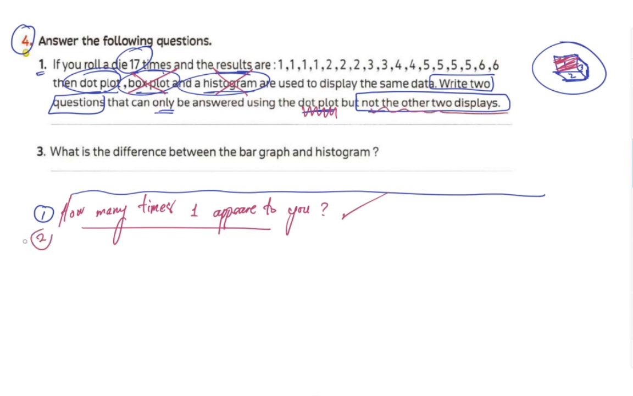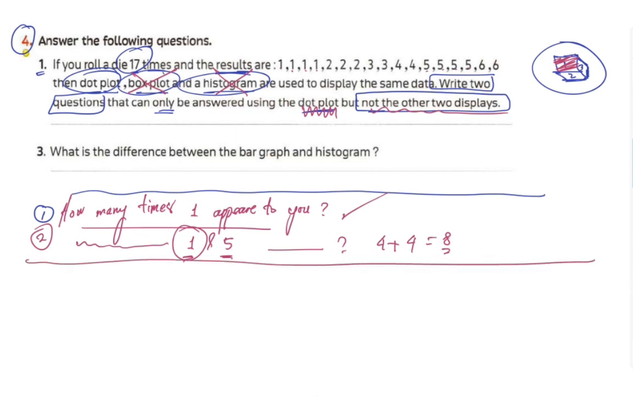Another question: how many times do 1 and 5 appear to you? So 5 and 1. To answer it I can use dot plot. How many dots on 1? Maybe 1, 2, 3, 4, plus on 5, 1, 2, 3, 4, it equals 8. Now these two questions I answer using dot plot, just dot plot.